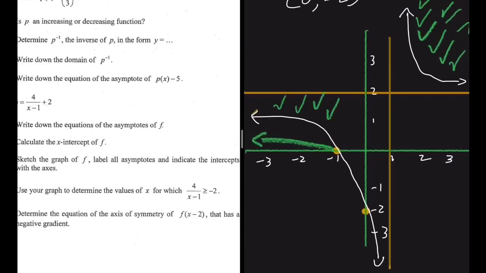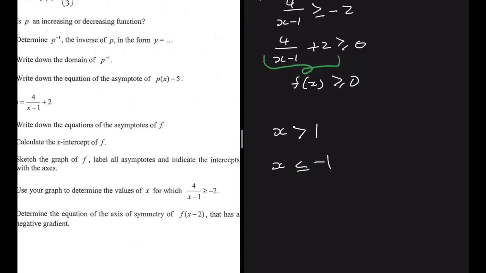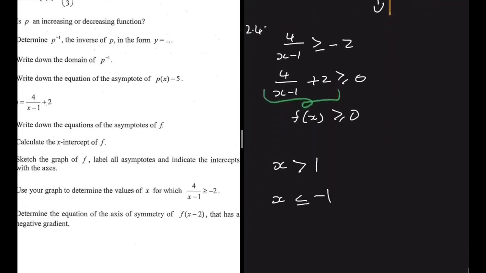And then when x is less than or equal to minus 1, our function is also greater than 0. It's greater than or equal to. So here we can put in this equals to, right? It's not going to cause us any issues because our function is defined at x equals minus 1. But here we cannot have an equals to because our function is not defined when x equals 1, right? So we're supposed to say x greater than 1, right?